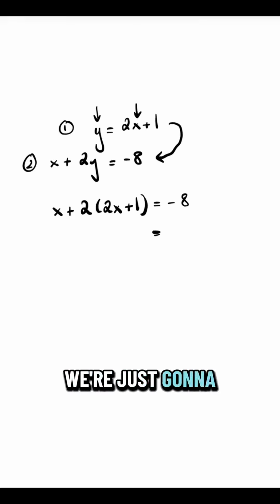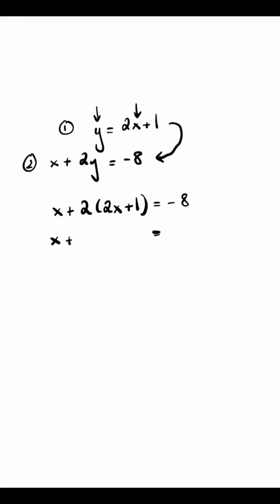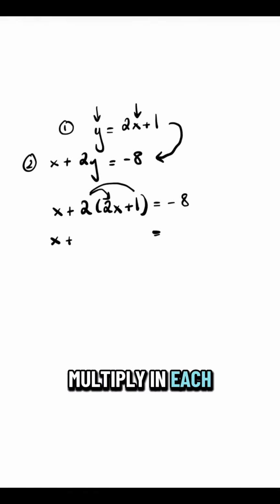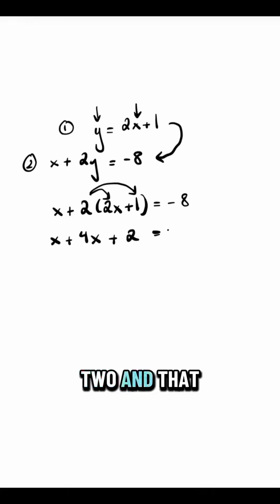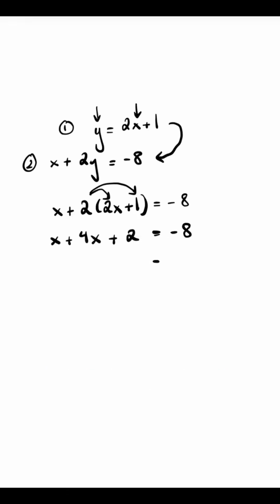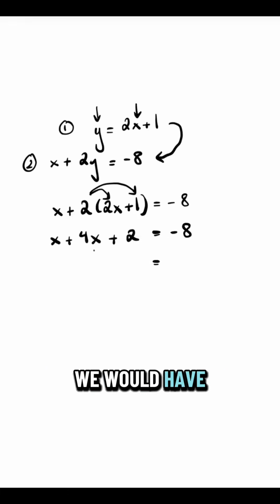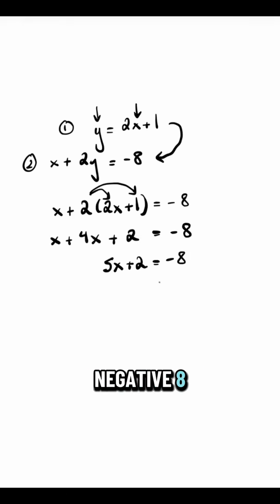And then now we're just going to solve for x because we only have one variable now. So in this case, this would be x plus 2. And we're going to multiply in each term inside the bracket. So that's going to be 2 times 2x, which would give us 4x, plus 2 times 1, which should be 2. And that would equal -8. And then finally, we would have x plus 4x, which would give us 5x plus 2 equals -8.